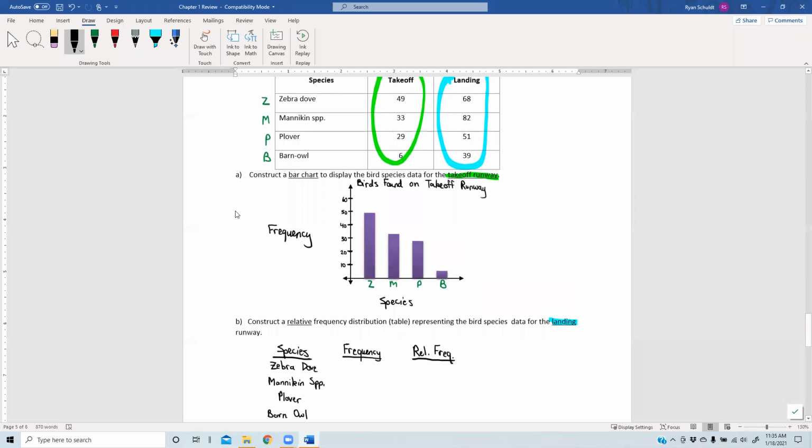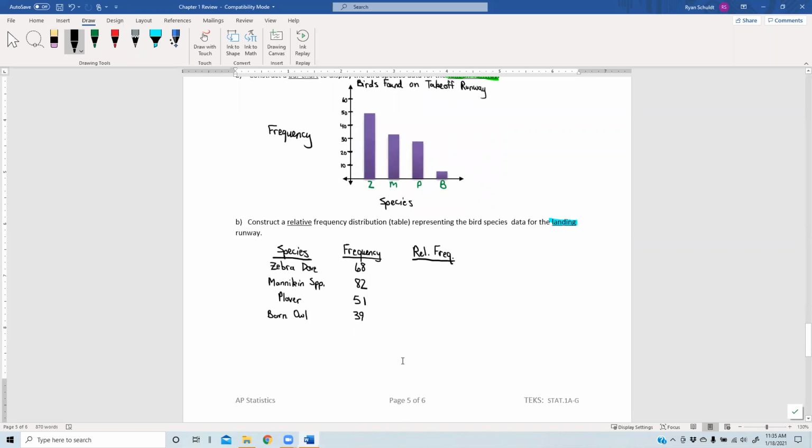So 68 for the zebra dove, 82 for the mannequin sparrow, 51, and 39. And then we need to do the relative frequency. Okay, so to do that, remember we need our totals down here. So what would our total be here? Add them up, you get 240.